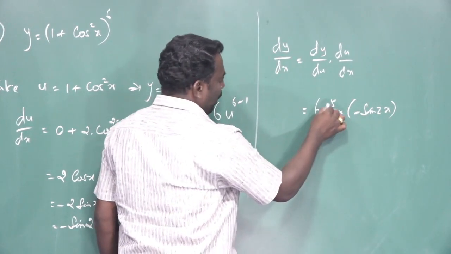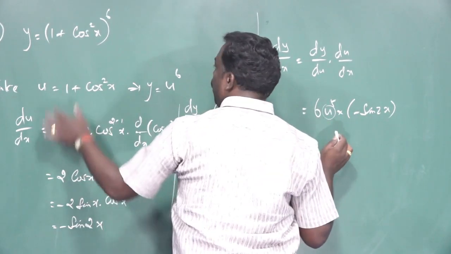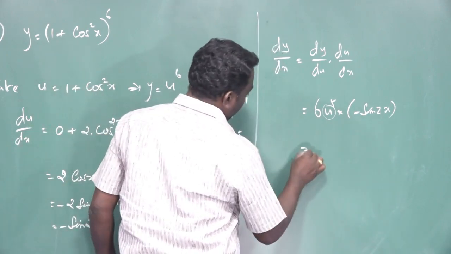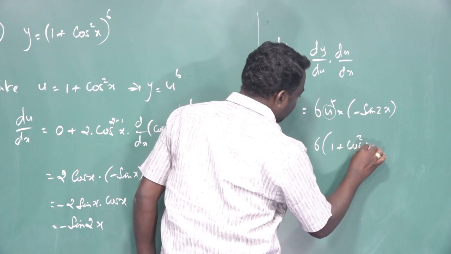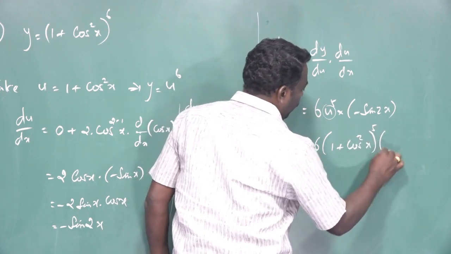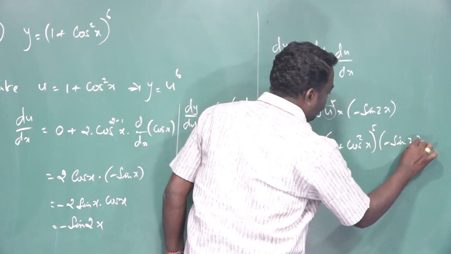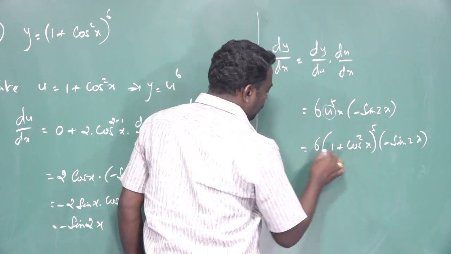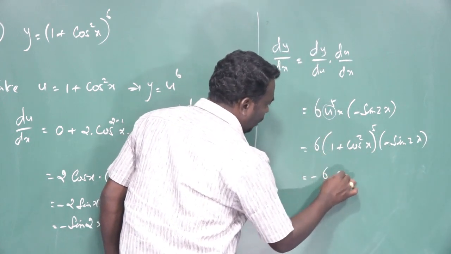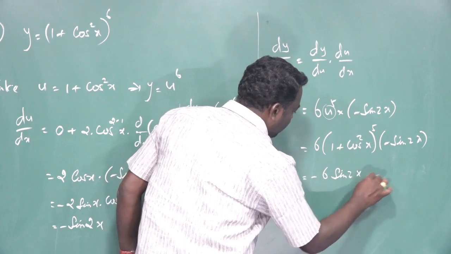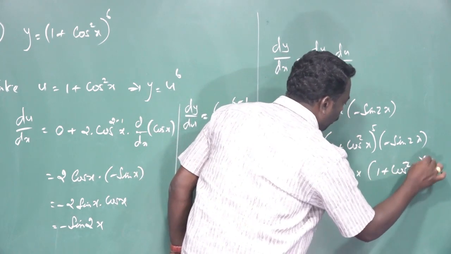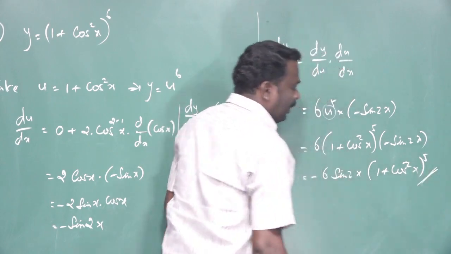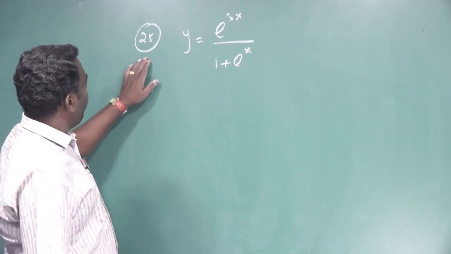And now just applying the u value. What is u? 1 plus cos square x. That is equal to 6 into (1 plus cos square x) whole power 5 into minus sin 2x. Now minus into plus is minus: 6 into sin 2x within the bracket (1 plus cos square x) whole power 5. That is the final simplification.